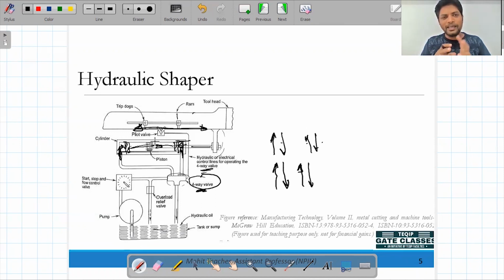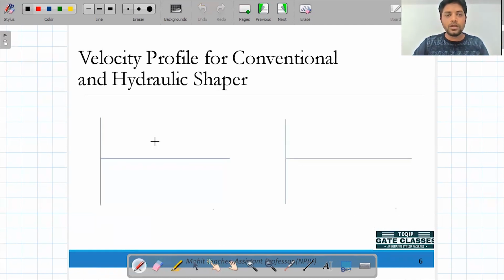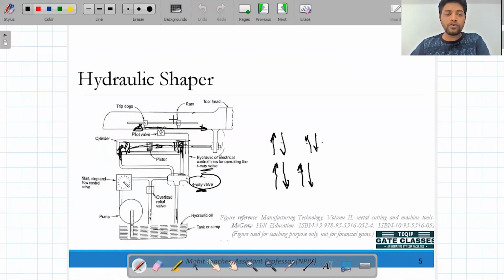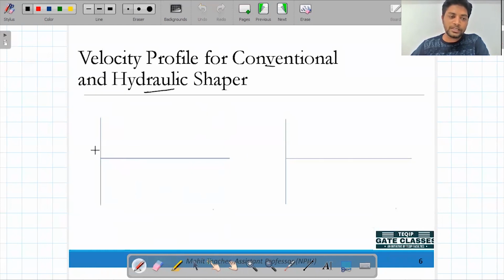Okay, so again it is the same process that I told you in the beginning: there's a circular disc, over that we have fixed a key, and in which the slotted bar is fixed. So the forward motion and the return motion will be the same. Now the velocity profile for the conventional and the shaper machine. Conventional is nothing but for that we are using the quick return motion mechanism.